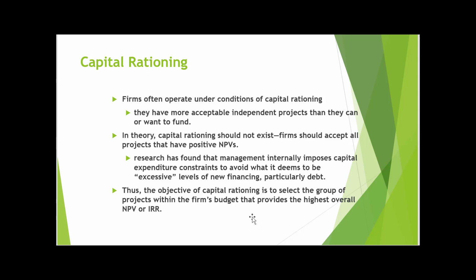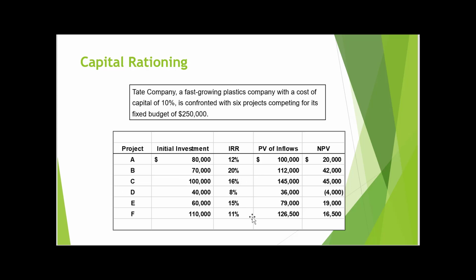So the objective of capital rationing, if we're going to use it, and all companies do one way or another, is to select the group of projects within our budget that provides the highest overall net present value or internal rate of return. Now, we're going to emphasize that we should use net present value because we want to maximize the net present value of the value of the company. But internal rate of return is often used as well.